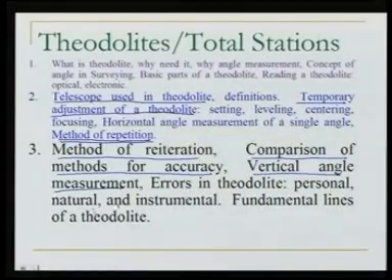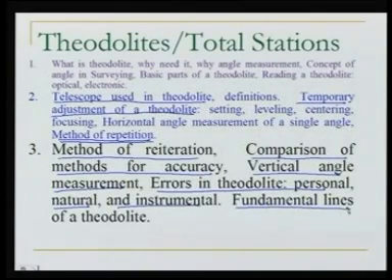What we are going to do today, we will look into another method, which is the method of reiteration, another method useful in some other circumstances. Then we will compare these two methods, the method of repetition and method of reiteration, for the accuracy which they can give. Then we will also see the vertical angle measurement and possibly some errors of the theodolite, which are because of the person involved, the natural errors and the instrumental errors. And finally, if time permits for this video lecture, we will also go into the fundamental lines of a theodolite, what these are. So we will start now with the method of reiteration.